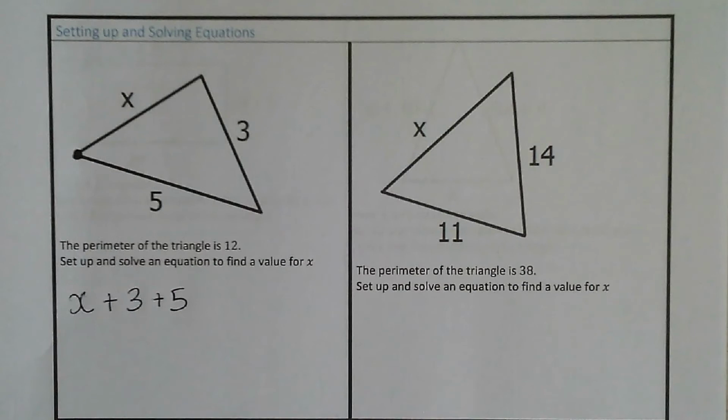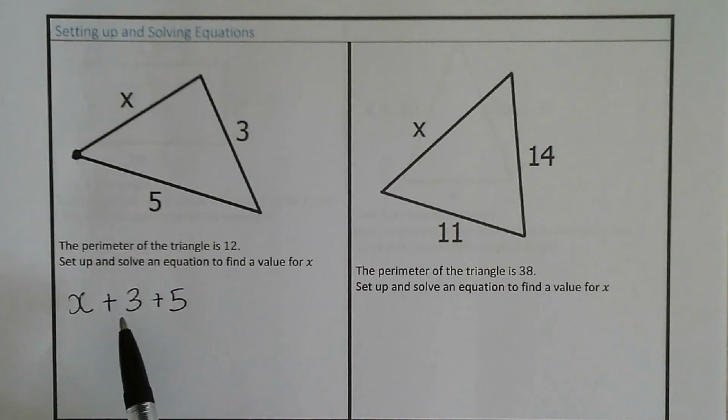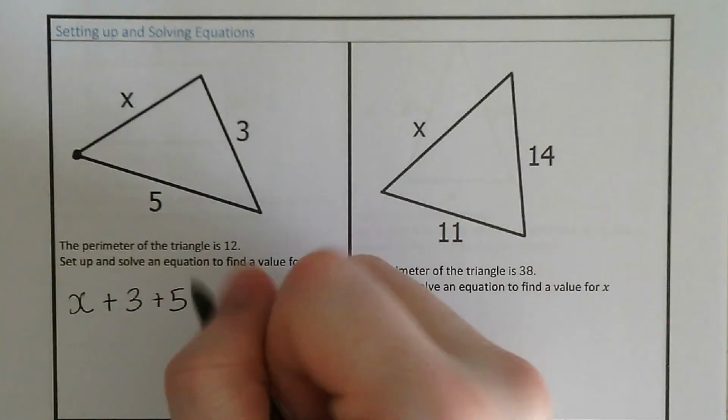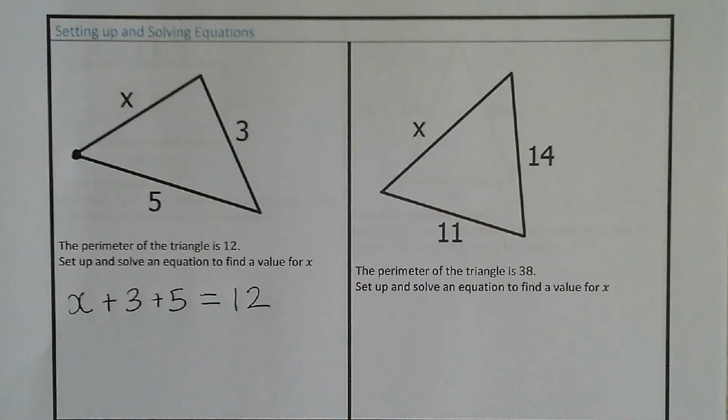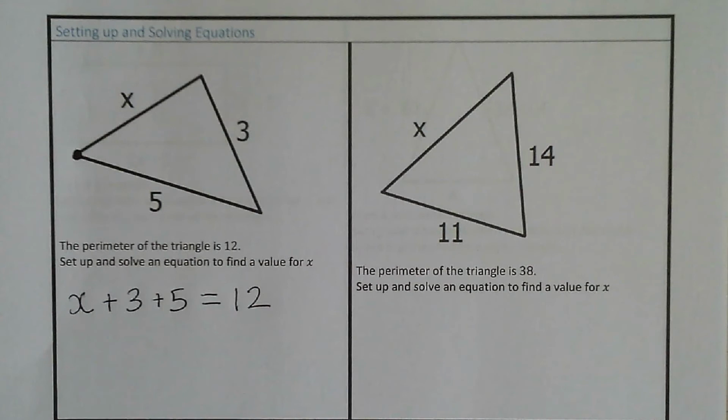So, an expression for the perimeter is x plus 3 plus 5, but this is not an equation until I put an equals sign in. Well, the question tells me that the perimeter is equal to 12. So I can write an equation that says the perimeter is 12. I now need to solve this equation.